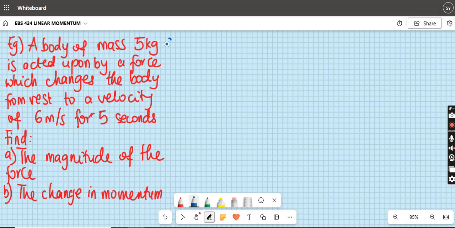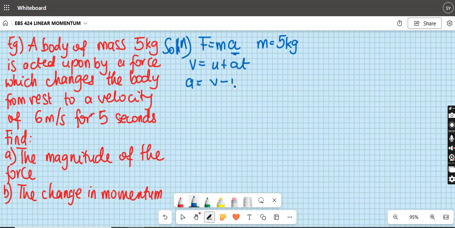So for our solution, we are going to use our second law of motion. Force is equal to mass times acceleration. And we will first have to find the acceleration. We know the mass to be 5 kilos. We still have to find the acceleration. And we remember our v is equal to u plus at. And if we make a the subject, it's going to be v minus u all over t.